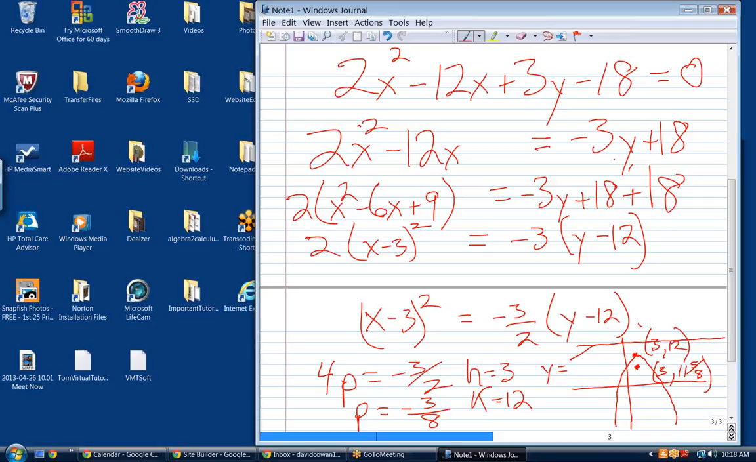You want me to find the directrix? Well, yeah. Isn't that part of the problem? You have to find the vertex, the focus, and the directrix? Yeah. So it would be 3 minus 3/8, which would be 2 7/8. Remember, we're looking at the y coordinate here. Oh, whoops! It would be 11 7/8, I believe.